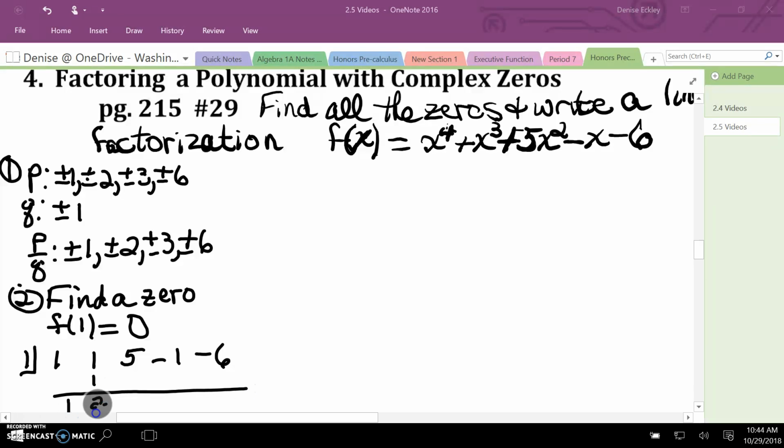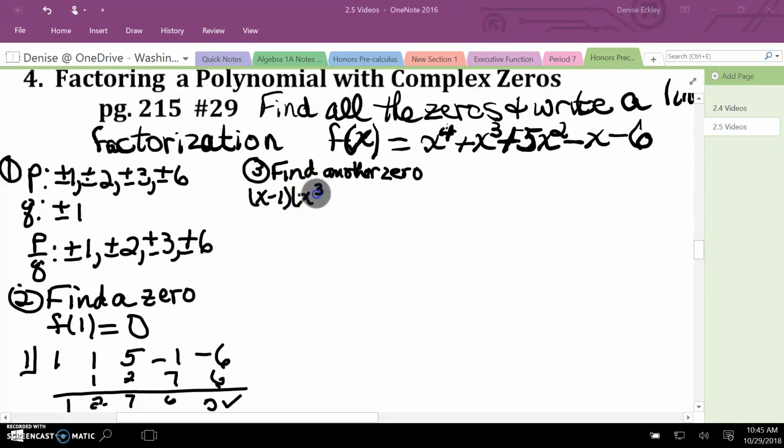So I get 1. So this is a 2. This is 2. I get a 7. This is a 7. I get a 6. 6. And I get a 0, which is what I'd expect. Now, what I have is a cubic polynomial. My polynomial now looks like this. I'm going to have to find another 0. So I have my x minus 1, and now I have x cubed minus 2x squared plus 7x plus 6.